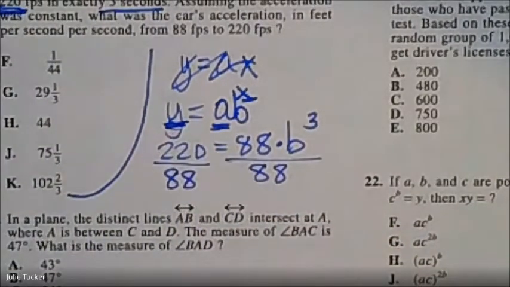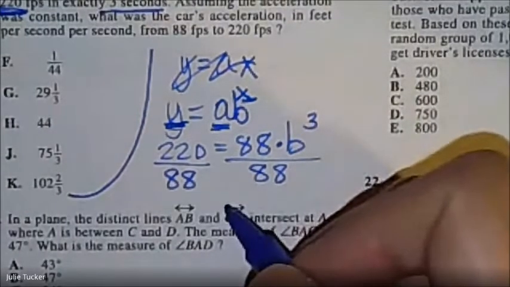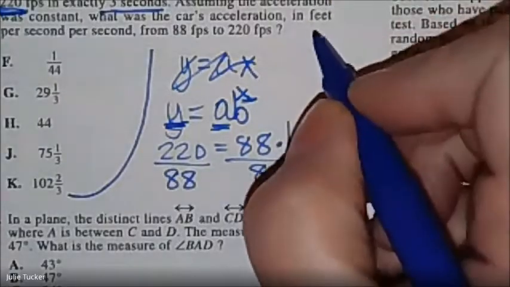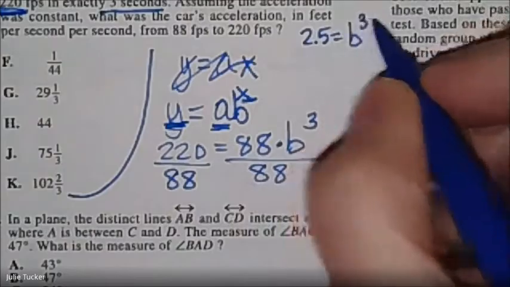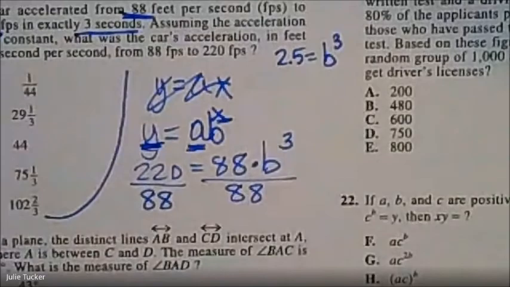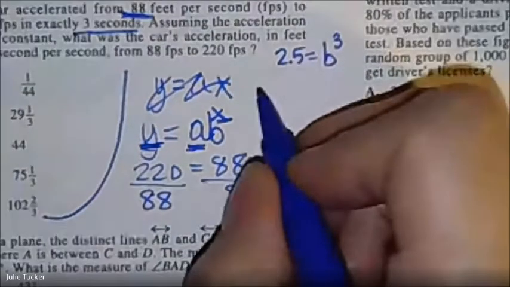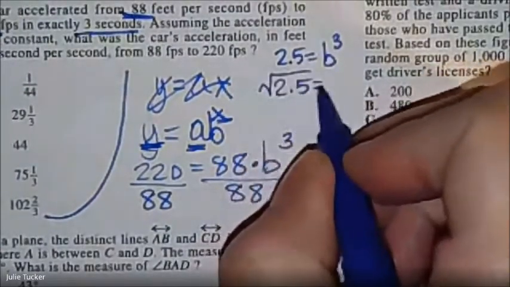So then you would have to use a calculator. So you would have to do 220 divided by 88. So I'm just going to do that really quick on a calculator. I got 2.5. So I'm kind of running out of room right here, but I'm going to write it up here. Now we gotta cube root it. So we need a cube root of 2.5.